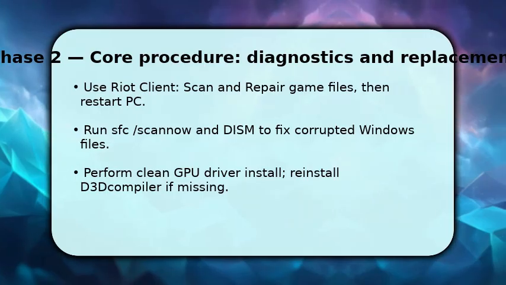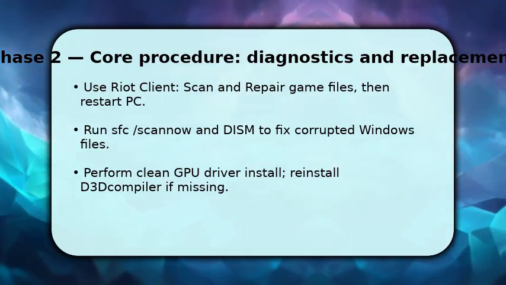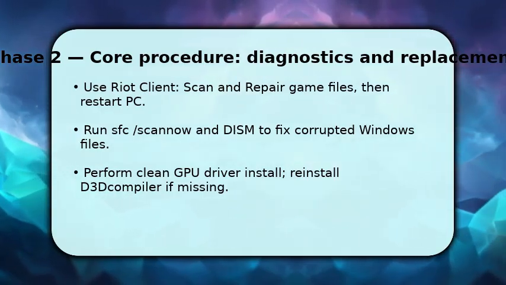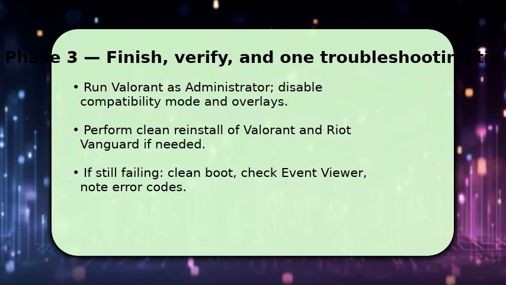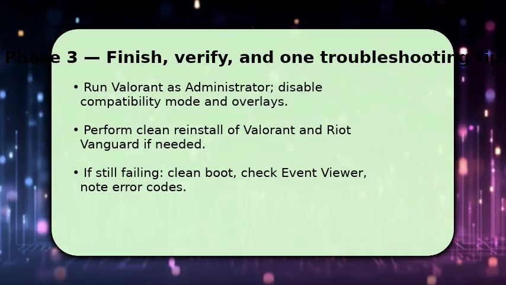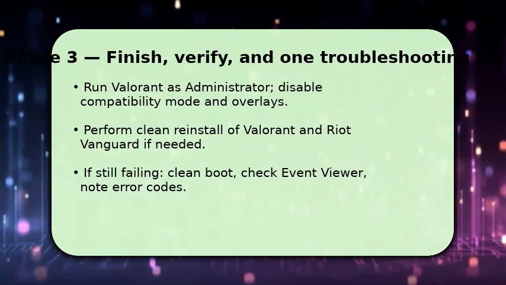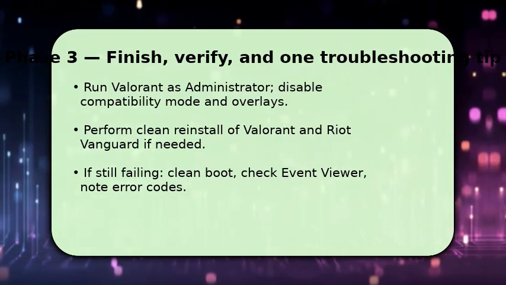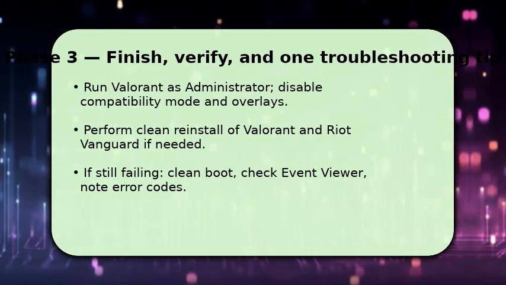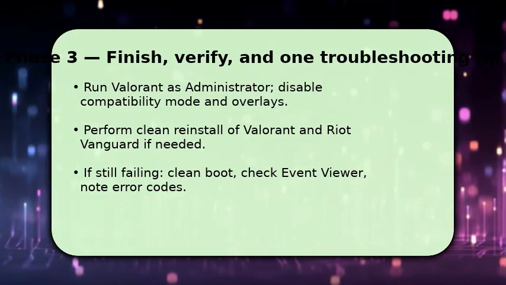Finally, reinstall D3DCompiler_47 and related DirectX DLLs. Finish by ensuring Valorant runs with proper privileges. Right-click, run as administrator, and turn off compatibility mode or overlays since they interfere with DirectX initialization. If that fails, completely uninstall Valorant and Riot Vanguard, then reinstall. This resets corrupted launch hooks.